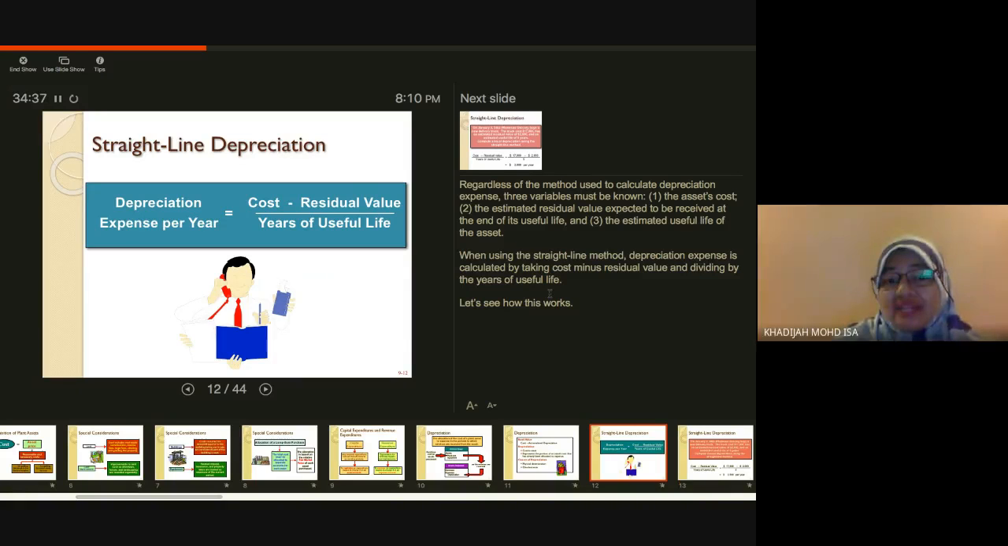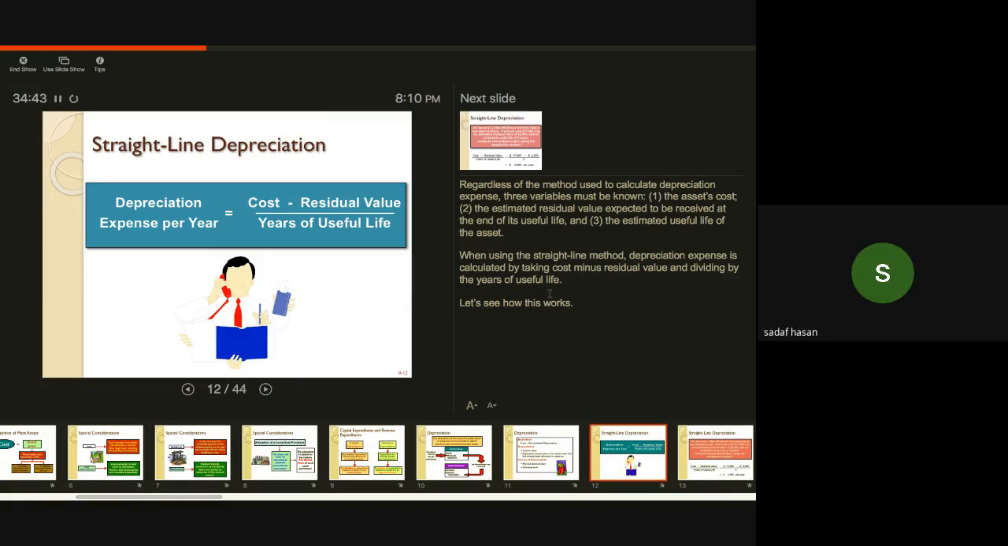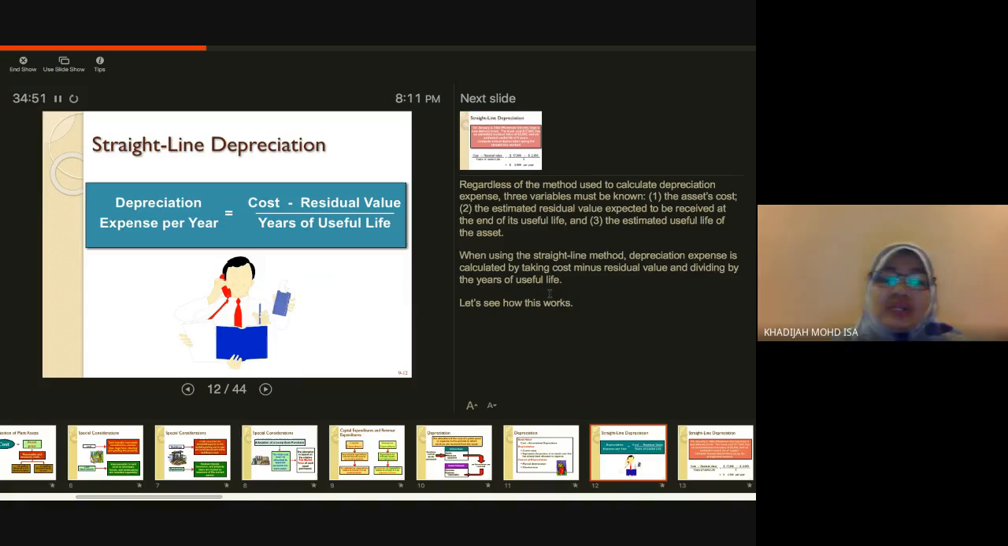But if I have a residual value of 20,000, so I have 100,000 minus 20,000, which is 80,000, divided by 10. So how much is the per year depreciation? 8,000. Yes. Previously it was 10,000, now it's only 8,000. Why? Because at the end of the 10 years, I can still sell the asset for 20,000. So that's what is meant by residual value.